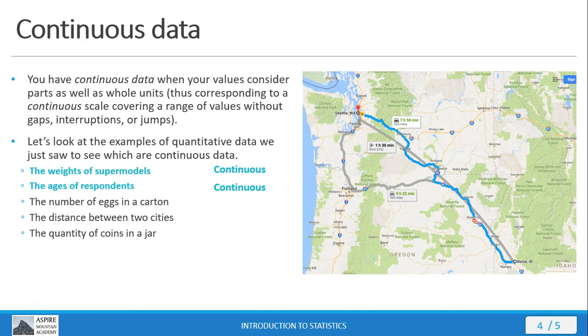Number of eggs in the carton. Well, that's discrete data, as we saw earlier. You're counting only whole numbers of eggs. The distance between two cities, however, that is an example of continuous data because you're going to use part units as well as whole units to describe the measured distance. The quantity of coins in the jar, as we saw earlier, is an example of discrete data because you're counting only whole coins, not parts of coins.